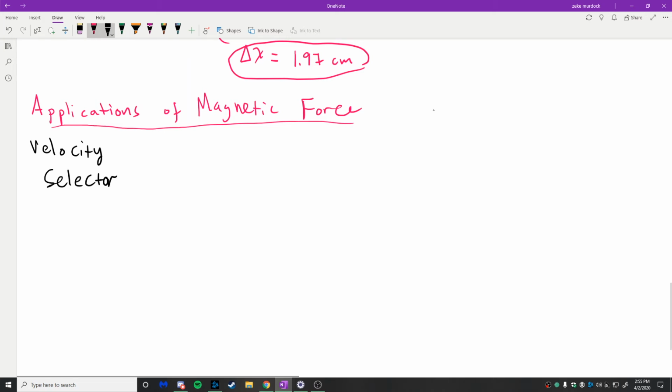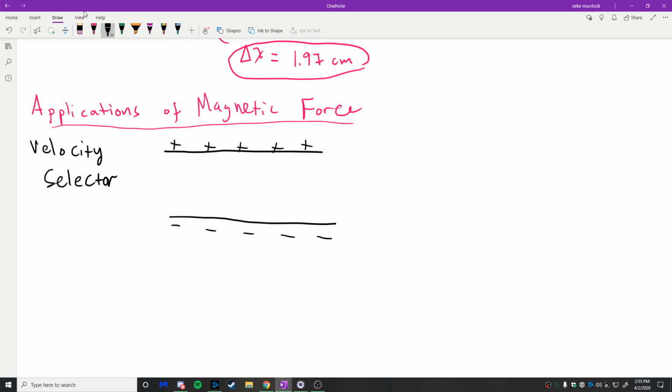A velocity selector is very basic. All you need is basically this. Let me step back so I can draw better here. All right, there we go. Suppose that I have two plates. I've got one plate here, and one plate here. I charge the upper plate as positive, and we charge the lower plate as negative. We know that there's going to be an electric field in the region between the plates that's going to point straight down. You're going to have electric field lines that go like this.